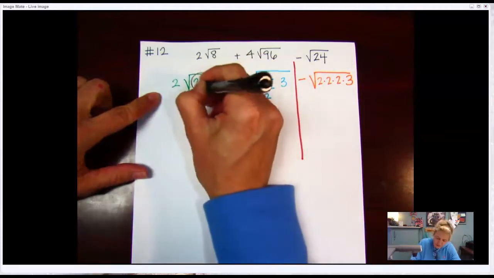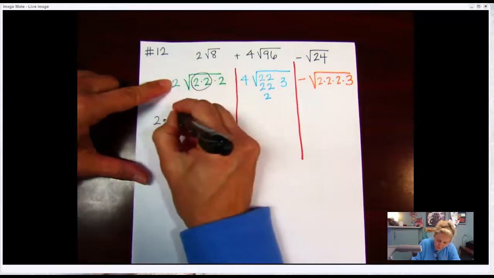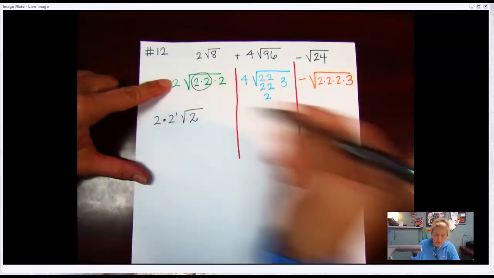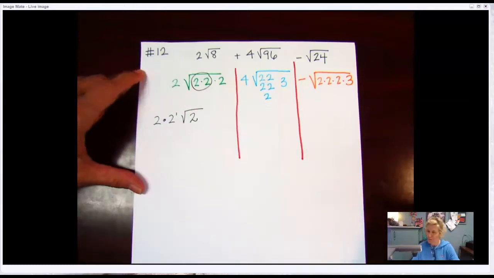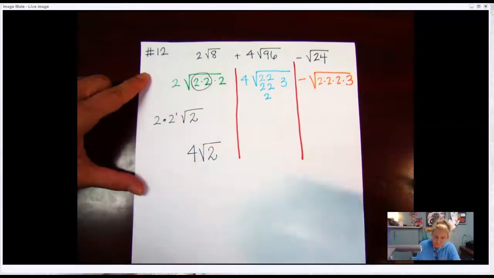I have a set of 2's right here. So I'm going to recopy the first 2, take out the 2 that I drew 1 circle around, and I have a remainder of 2. Multiply back up, that's going to be 4 square roots of 2.